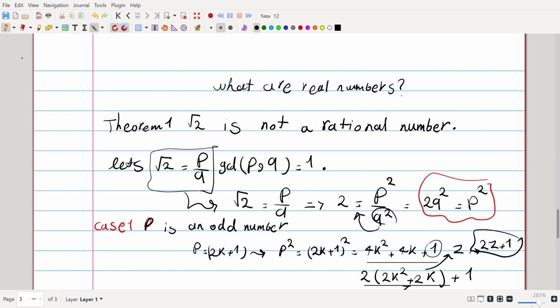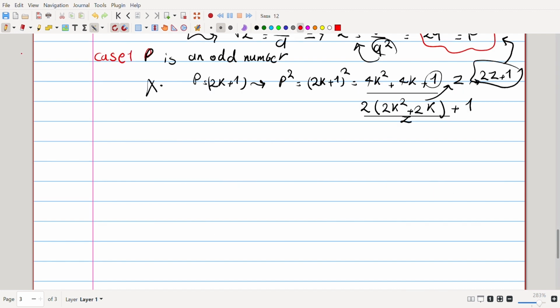But right here we can see that p squared is an even number because it is equal to 2q squared. So that will be a contradiction. So that's our first case. Now we get to case 2, which is obviously that p is an even number.